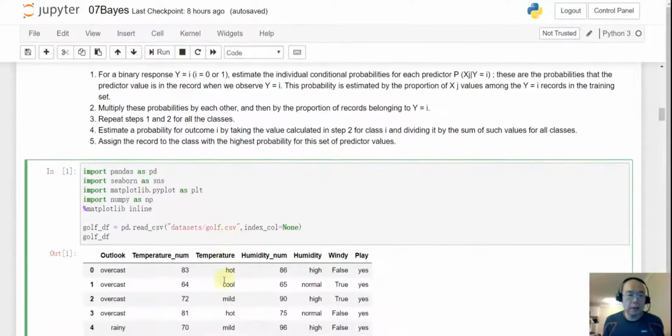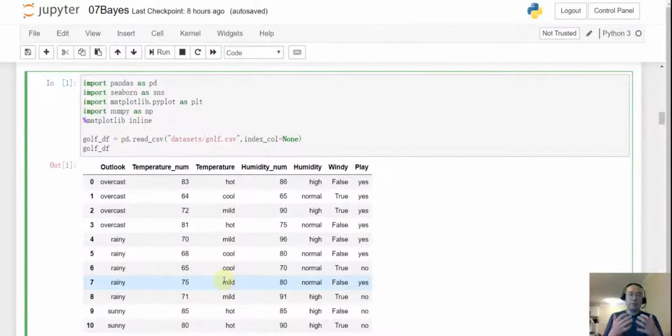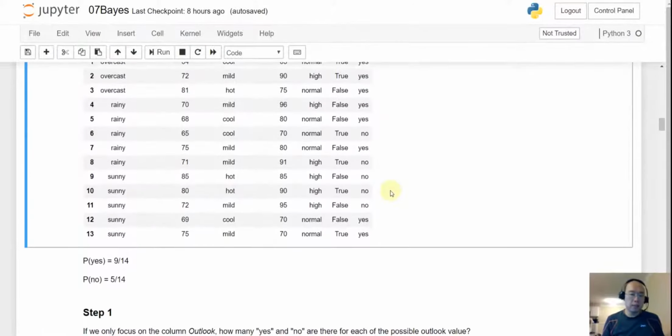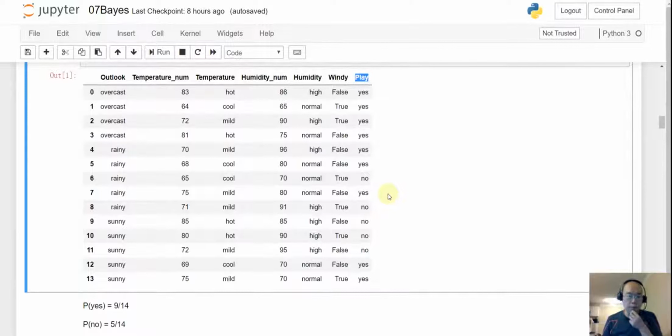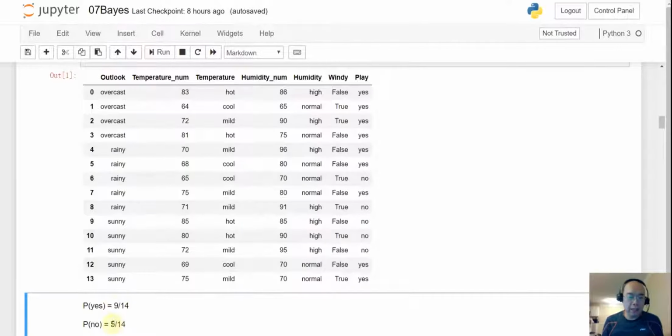This is a very small data set, and it records whether a person would like to go play golf or not. There are features like outlook, temperature, humidity, and windy, and play. The column play, yes or no, is the feature we are going to predict. This data set is really small, there are only 14 samples. So if you want to calculate the probability of yes and no, we can easily just do the counts. Among 14 samples there are 9 yeses and 5 nos.